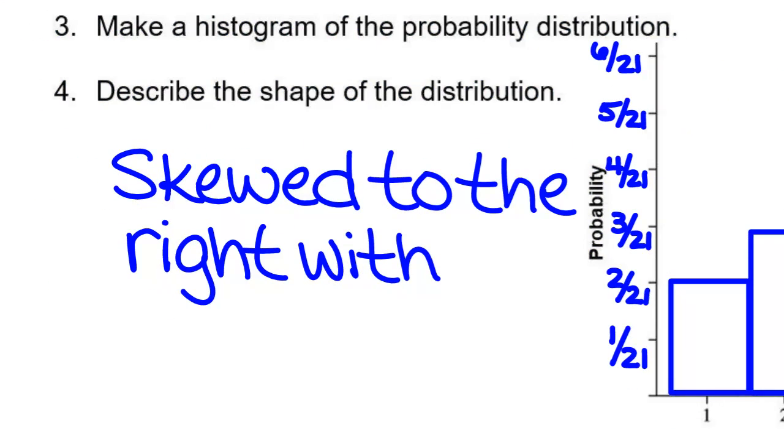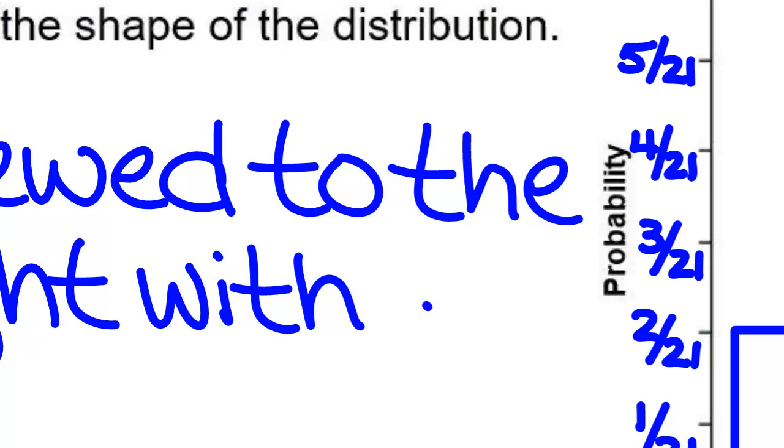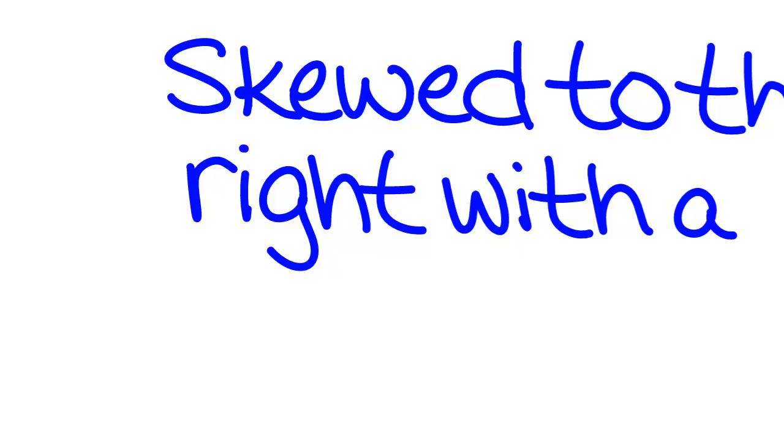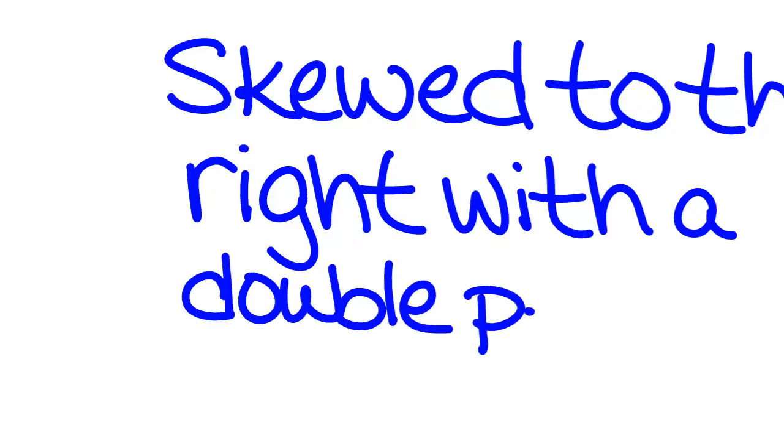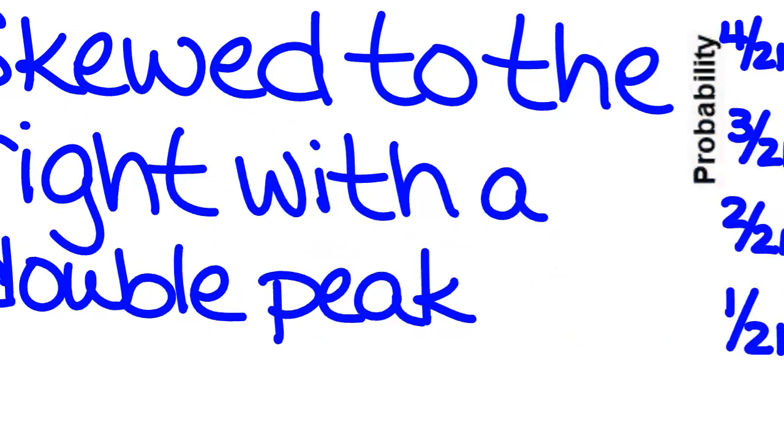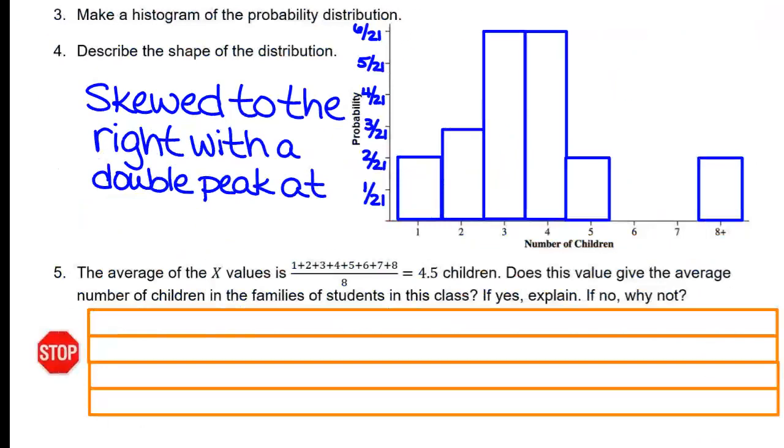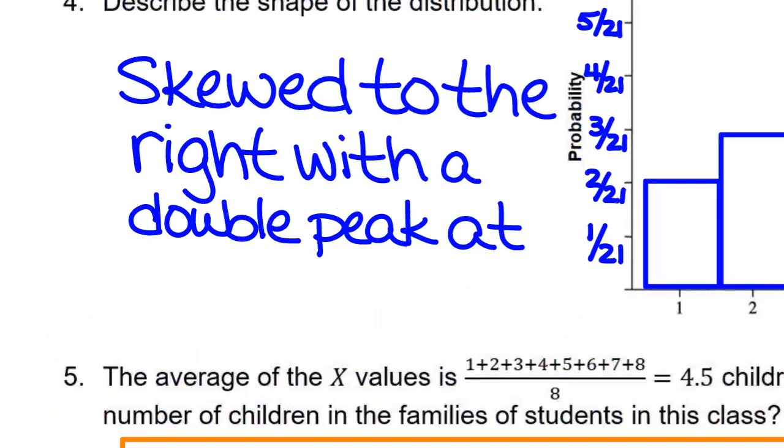Technically, we have a double peak because we have two values that are the highest, don't we? With a double peak at 3 and 4 children.